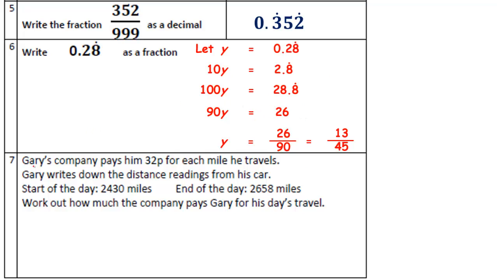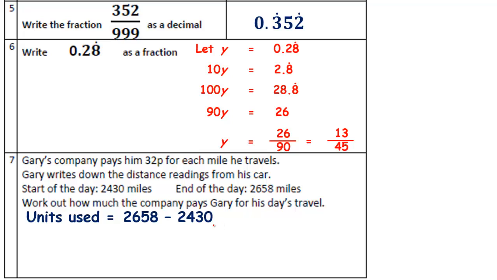Question 7. Gary's company pays him 32p for each mile he travels. Gary writes down the distance reading from his car. At the start of the day, the meter read 2,430 miles. At the end of the day, 2,658 miles. Work out how much the company pays Gary for his day's travel. Just like the last time, we're going to work out how many miles he traveled. So the miles he traveled is going to be 2,658 take away 2,430.